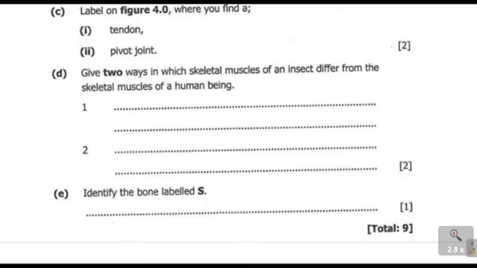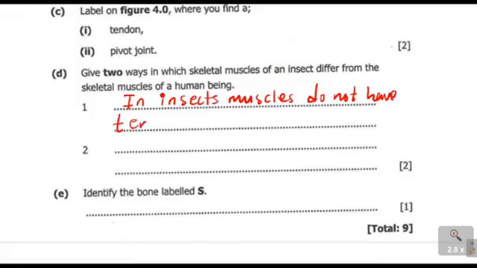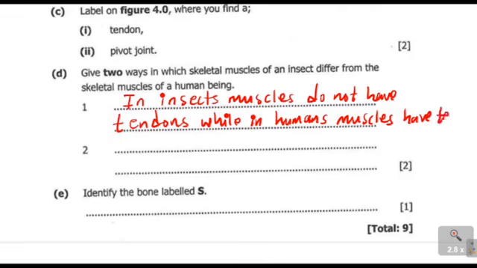So we have said in insects, muscles do not have tendons, while in humans muscles have tendons. So this is our first difference.